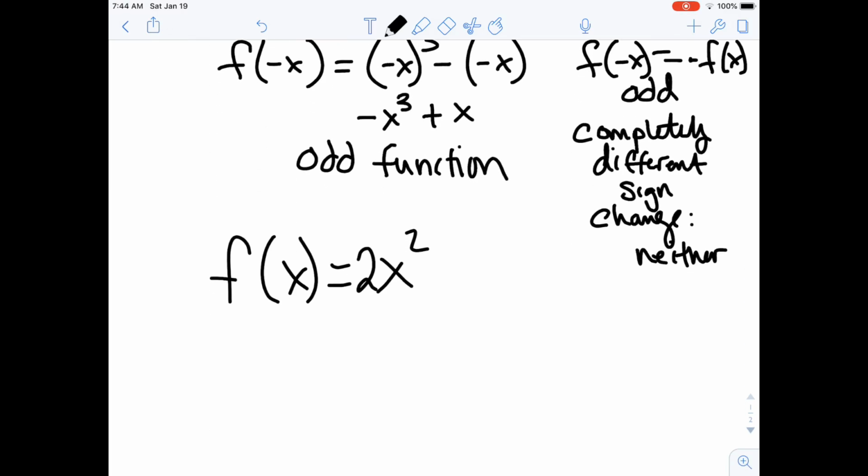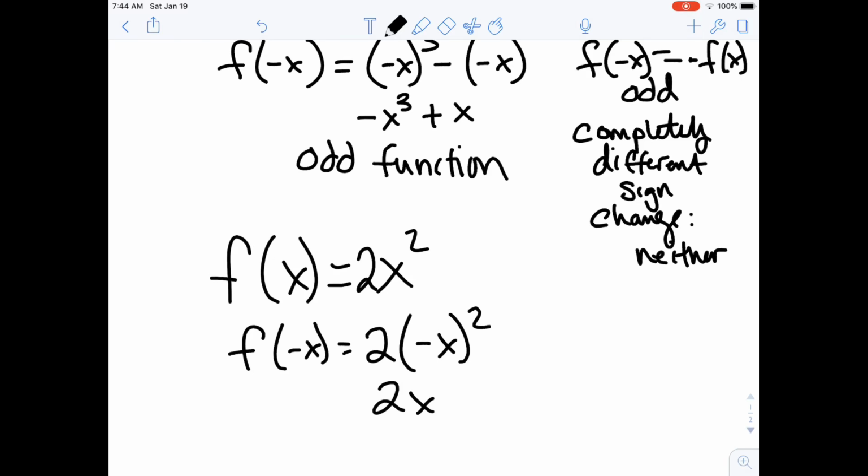Okay, now this one, f of x equals 2x squared. So if I put in negative x into my equation, 2 times negative x squared, well, negative x squared is positive x squared, so you have 2x squared. Now, you ask yourself, okay, does this match what I originally started with? Yes. So this would be considered an even function.